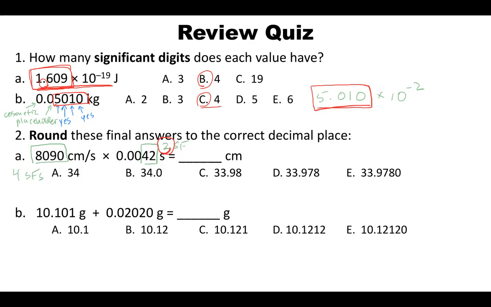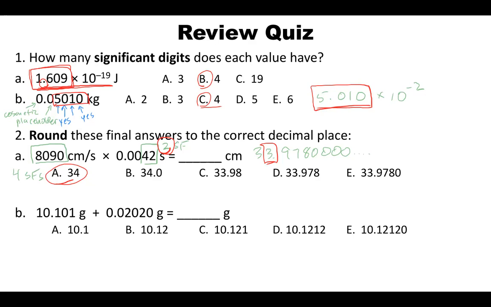So when I ask my calculator, what is 8,090 times 0.0042, my calculator tells me the answer is 33.978. And then my calculator might stop there, but what's understood is that there's a whole bunch of additional unwritten zeros that trail after that on the calculator screen. So where do I round this off? I round it off to 2 significant figures. So that means I must round it off to this place right here. So the answer is just 34.